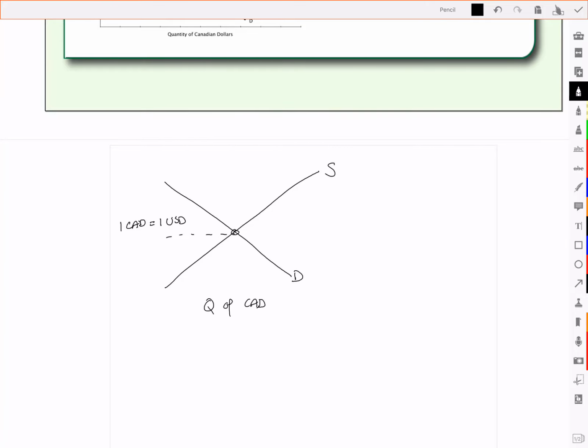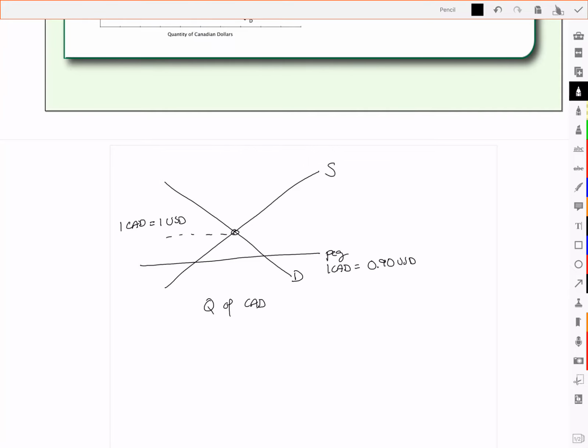All right, well, what if that's not where we want to peg the exchange rate? What if we want to peg the exchange rate here? So we want the peg to be 1 Canadian dollar equals 90 cents US, because if our currency is too strong, then Americans won't buy our goods and services. So we want to be just below par.